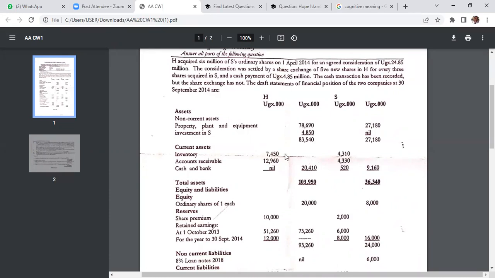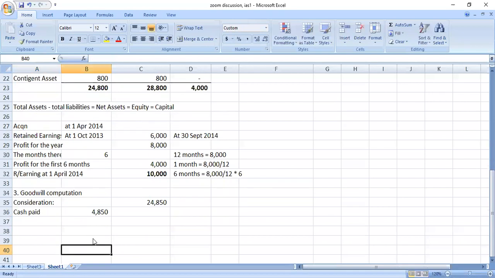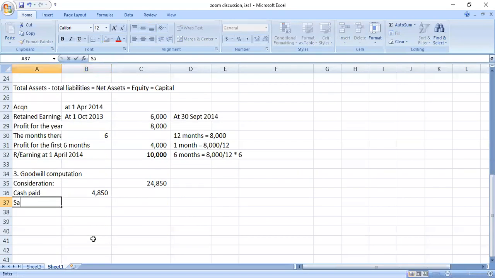So if you go to our working, we're saying you have a cash consideration, cash paid was 4.85. Then our share exchange.